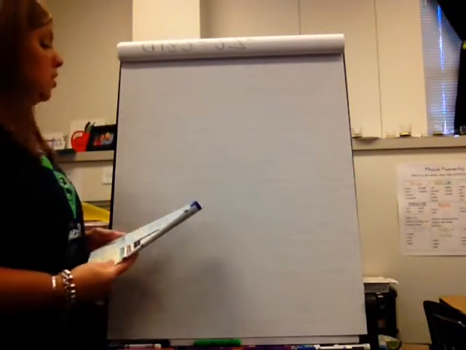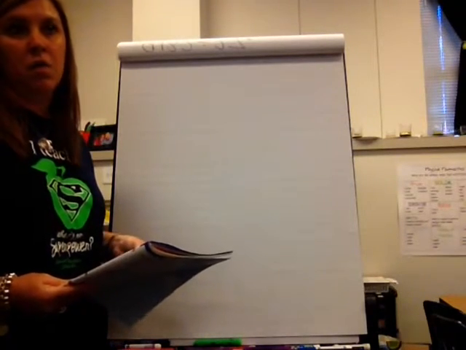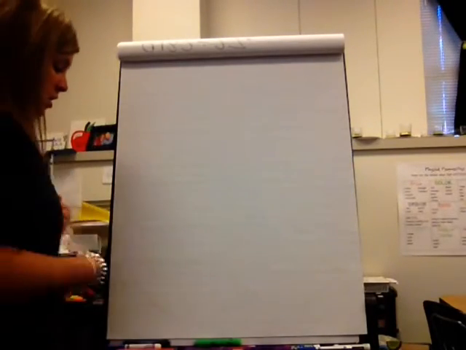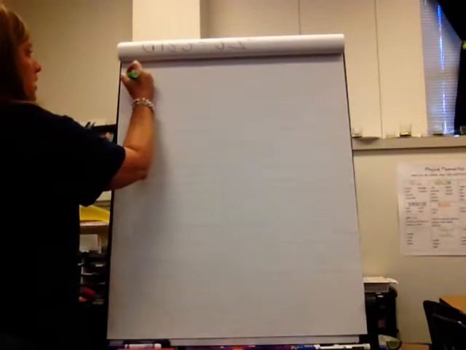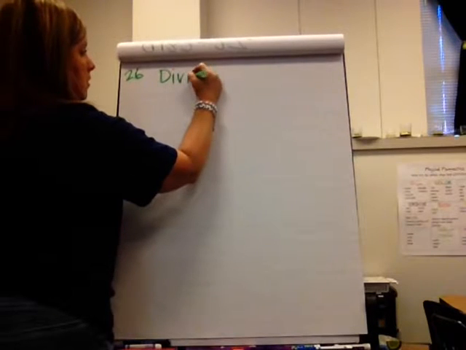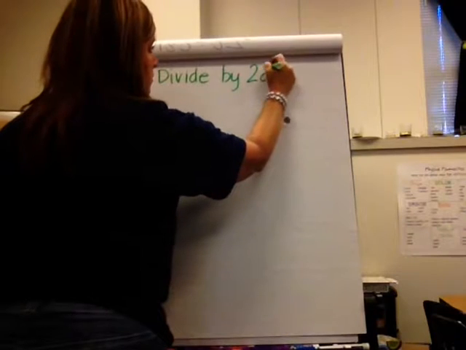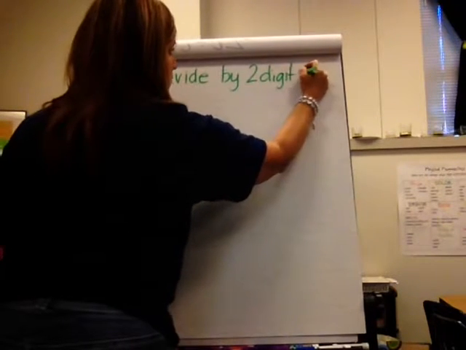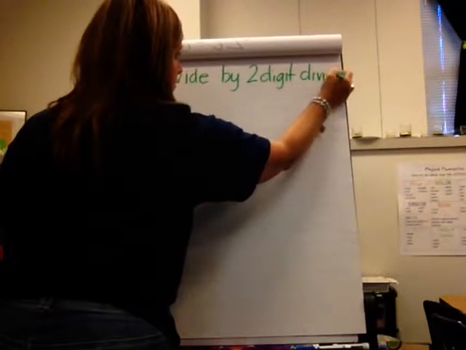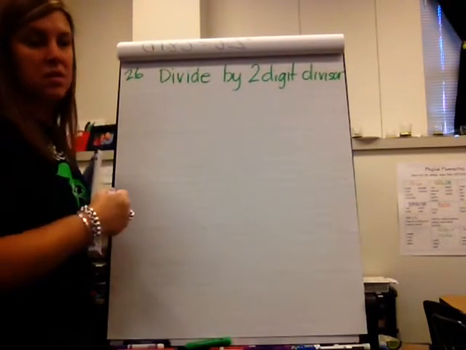Okay, so yesterday we did 2.5 where we were estimating with the two-digit divisor. Now, all of that estimating is going to come into play when we're doing the real division, okay? So we're going to be working on 2.6, which is dividing by a two-digit divisor. We've done this before. We've worked on it. This is in our homework.